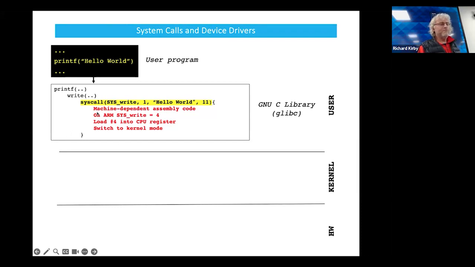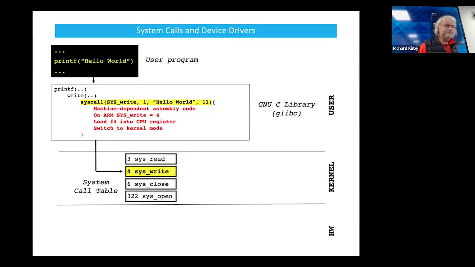On the Raspberry Pi, that's ARM based. So when it sees that we want to do a system write, we're going to load the number 4 into a CPU register, and then switch the CPU to kernel mode. In kernel mode, the CPU sees that a 4 has come down to its lookup table, and it knows that's a system write command.